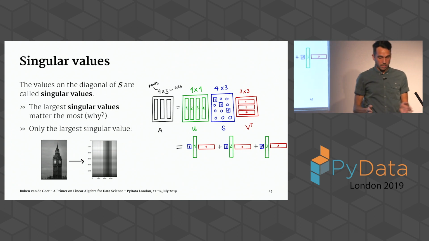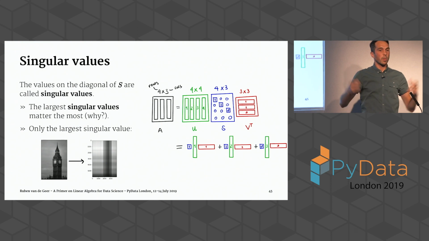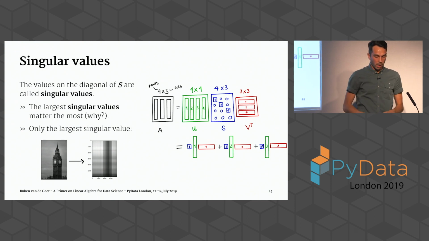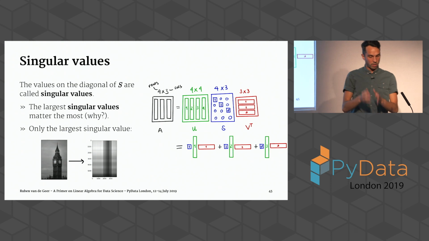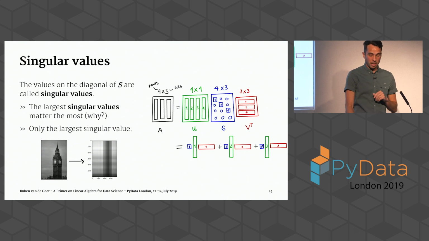So you can say the contours of the tower that matter are the most important for this picture. You see that if we only use the largest singular value, then all we basically get is the position of the Big Ben, but the rest is a bit blurry. But we are using very little data here.